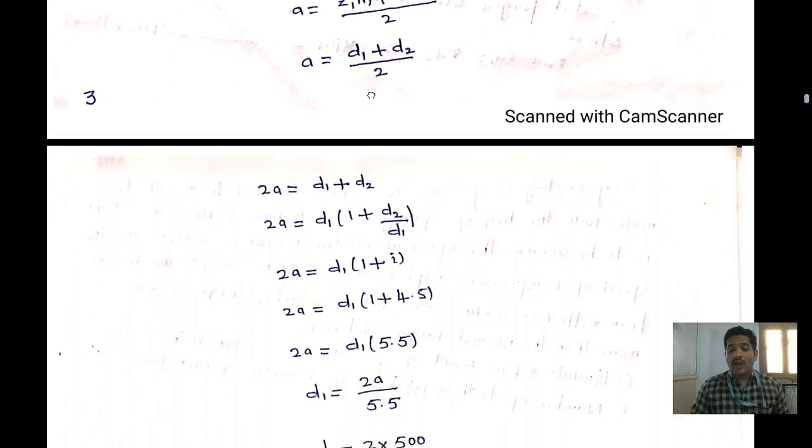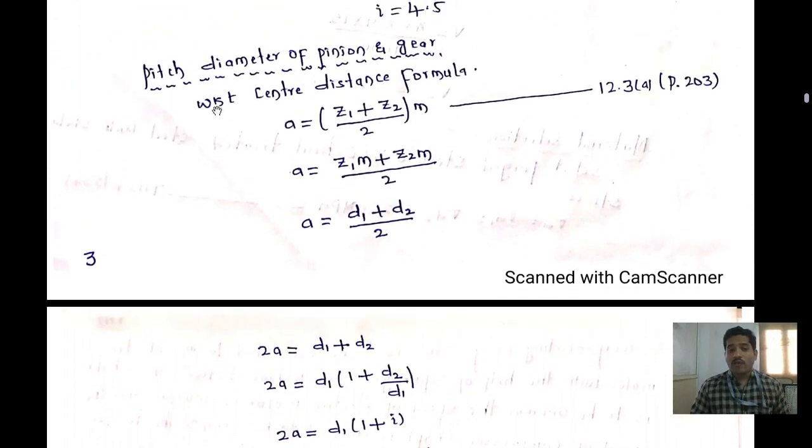After getting the value of i, what do we need to find out? Our intention is to find the values of D1 and D2. For that reason we have to go for the pitch diameter of the pinion and gear. For that reason the center distance formula we are using, the distance between the two shafts, one is the spur gear and another one is the pinion. We have the formula A is equal to (Z1 plus Z2) by 2 into module. We have to refer to page number 203 and equation number 12.3a.